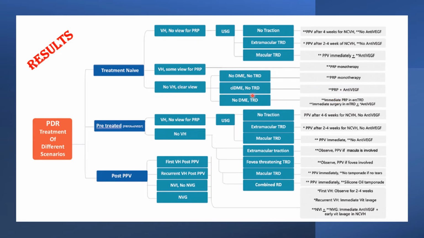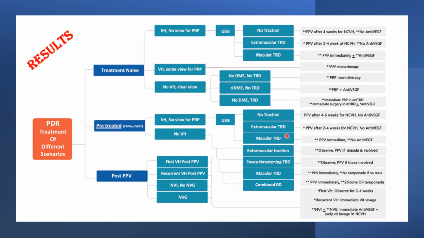So in this case there is actually no diabetic macular edema and tractional retinal detachment. Then we have pre-treated patients with PRP or anti-VEGF. Similarly, in this case, after ultrasound, if we find no traction, then PPV is suggested after 4 to 6 weeks for non-clearing vitreous hemorrhage without anti-VEGF. So there's a waiting time. This time shortens in case of extramacular tractional retinal detachment to 2 to 4 weeks. Again, no anti-VEGF.